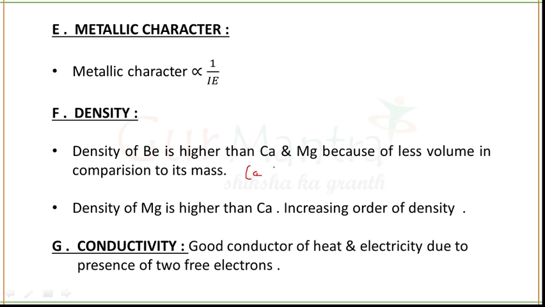Calcium density is always less than magnesium, or you can say magnesium has a higher density than calcium. Magnesium density is less than Be, then Be density is always lesser than strontium, Sr, and the highest density is for Ba. So this is the correct order for density in case of group 2 elements.